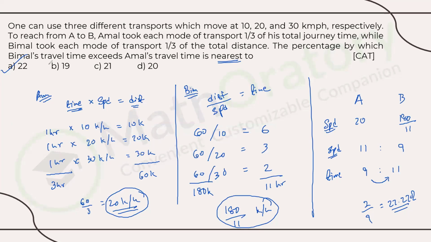So basically it is an average speed problem that has been disguised as a time relation problem. You calculate the average speed of Amal and Bimal. From there, you get the ratio of speeds of Amal and Bimal. From there, you can figure out the ratio of time of Amal and Bimal, and that's it. The ratio of time is sufficient to figure out the percentage change. Correct. So that's it.